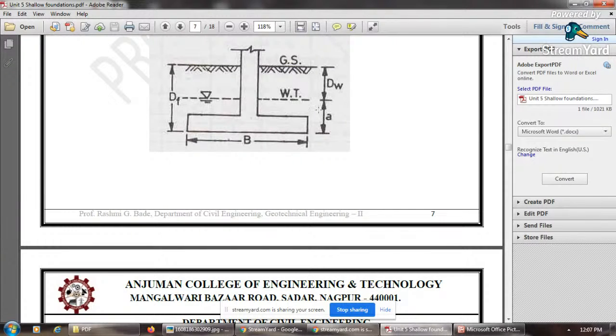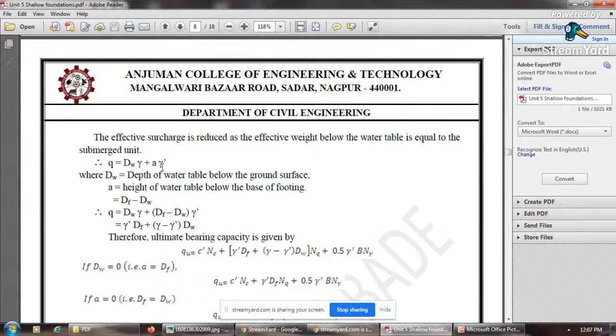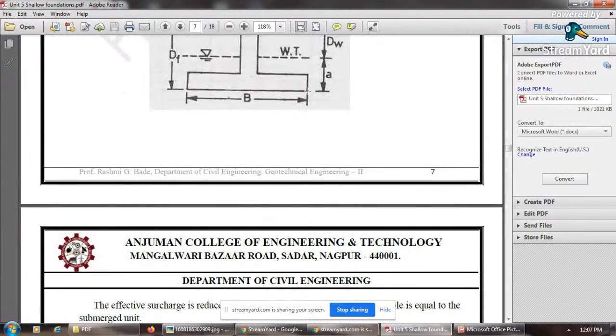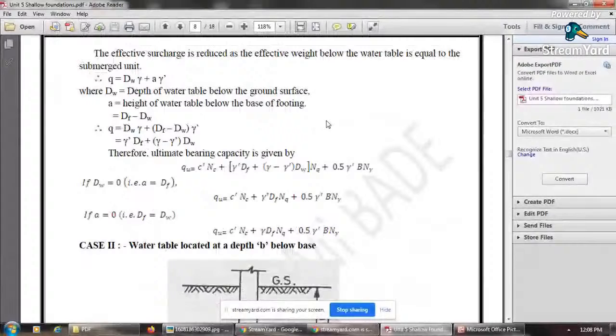That is done. Now what will be below this? Here there is a water table, so the unit weight of this soil will be the submerged unit weight of the soil, so it is plus a into gamma dash. So total q surcharge is calculated by the unit weight of the soil above the water table, which is gamma, with respect to your dW depth up to your water table. After that you have the submerged unit weight gamma dash into the depth up to the base of the footing, which is a. So this is how you calculate this q, effective surcharge.